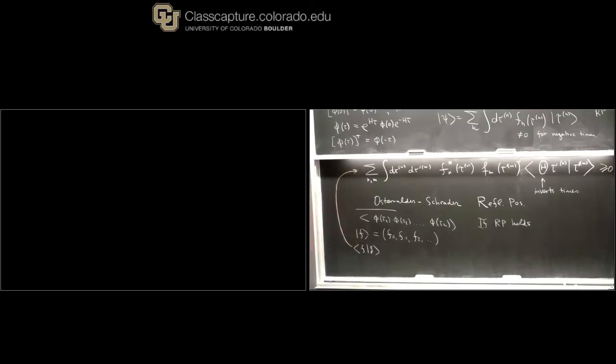Given a sequence of functions, I can compute the inner product. Here I had f equals f, but now I can take f and g, and I get a good inner product. These are functions of times which are only non-zero for negative times. So f0 is a constant, f1 depends on one time, f2 depends on two times, and so on.